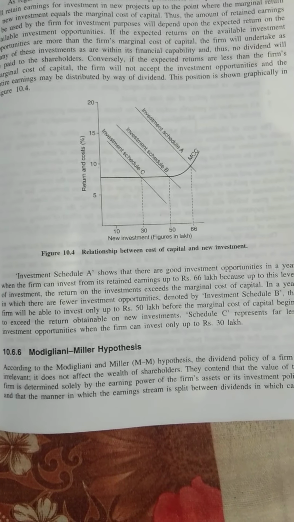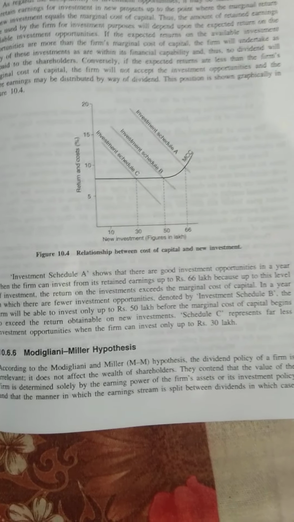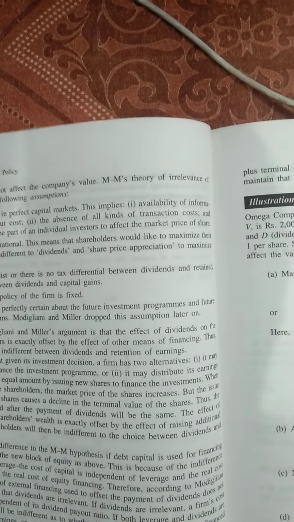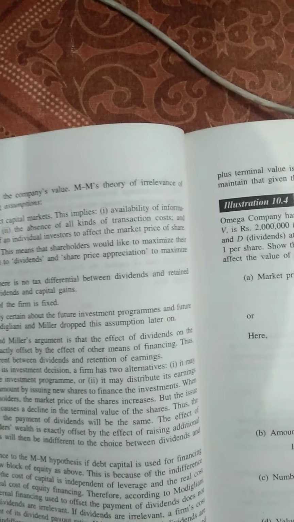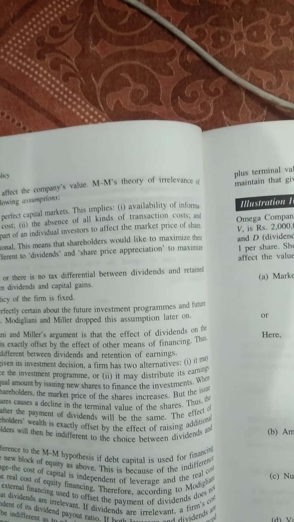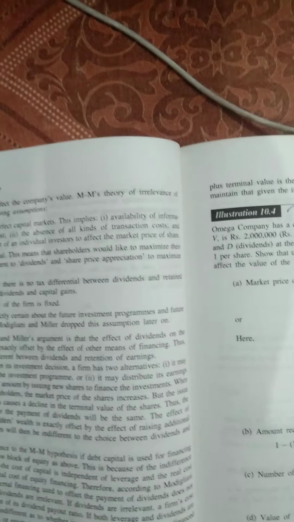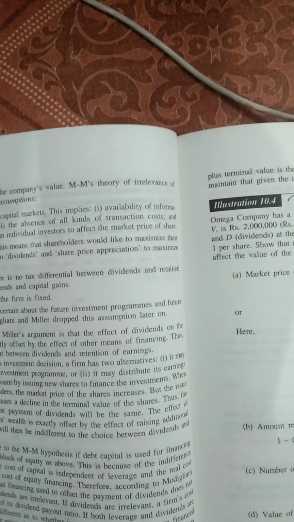There are also certain assumptions, like the Walter and Gordon models. The assumptions are: the firm operates in a perfect capital market. Perfect capital market means all information is available to all without any cost, the absence of all kinds of transaction cost, and the inability of individual investors to affect the market price of the firm.